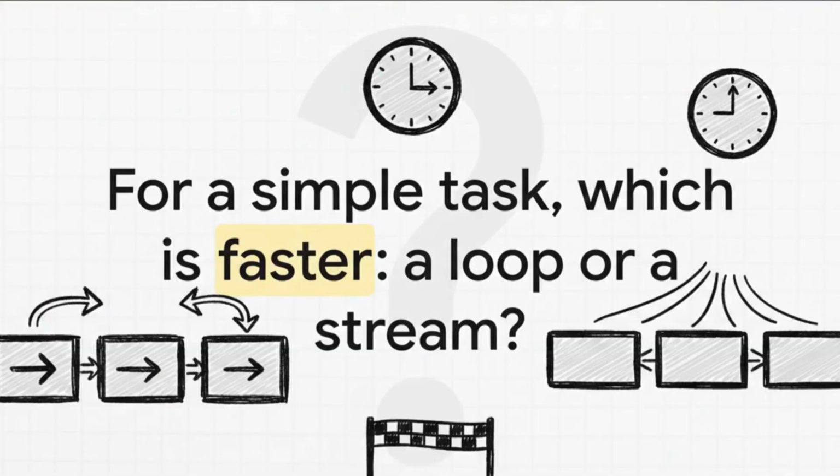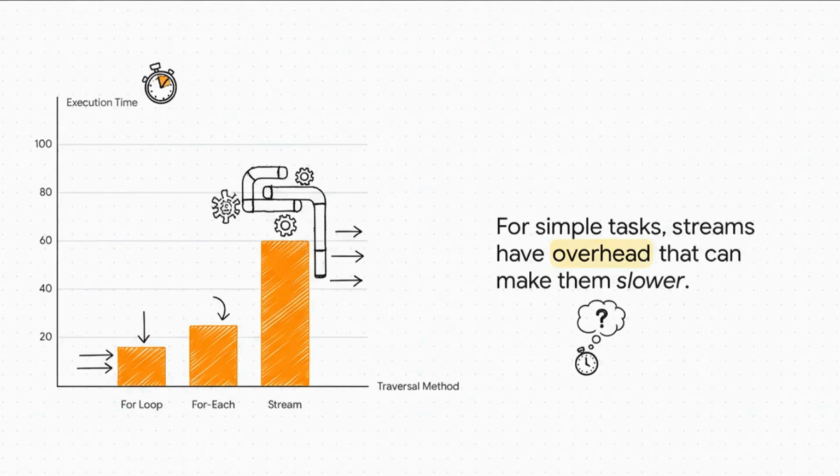So let's ask a simple question. Let's say all you're doing is a single straight line pass through a list. No fancy stuff. What do you think is actually faster? The old school manual for loop or the elegant modern stream? And the results might just surprise you.